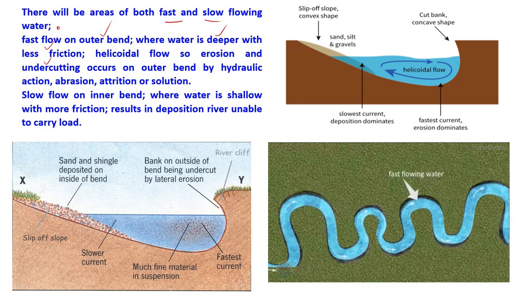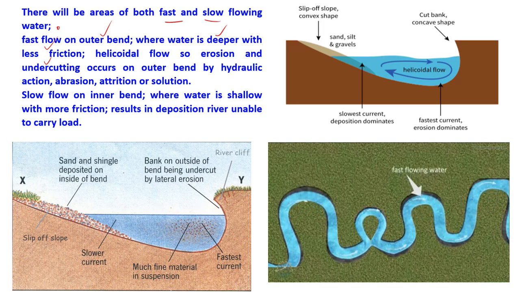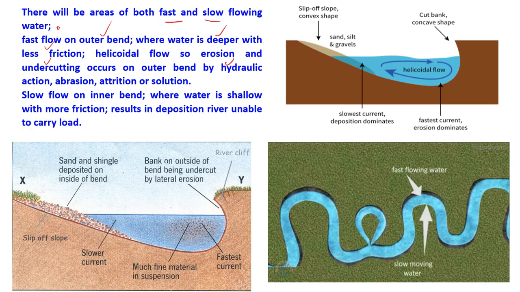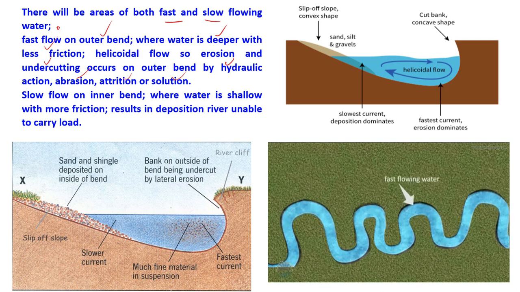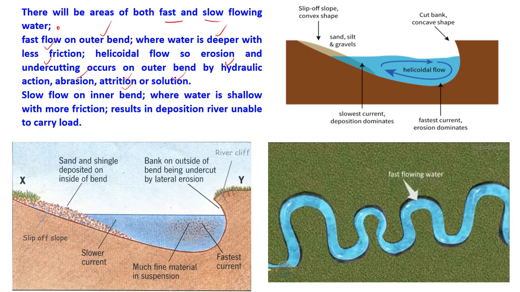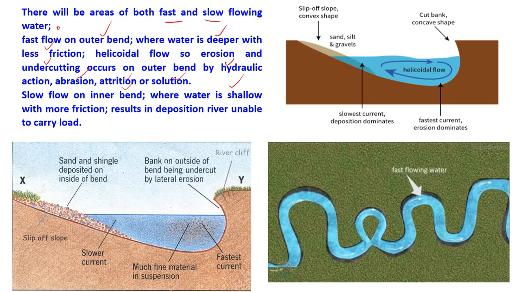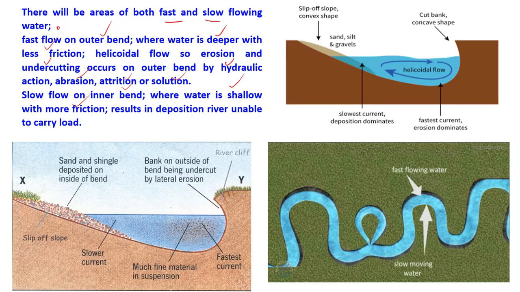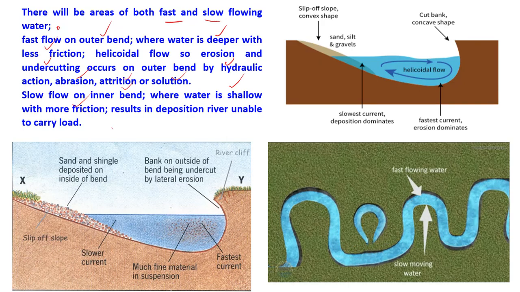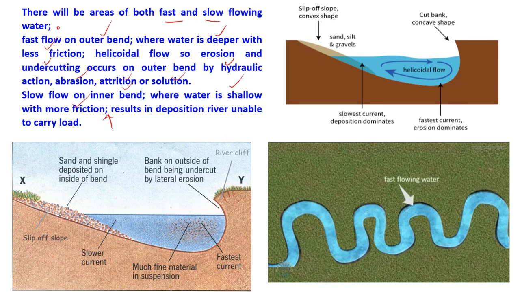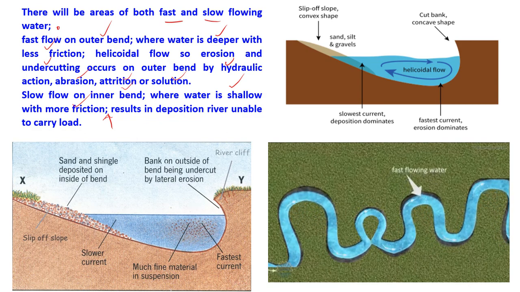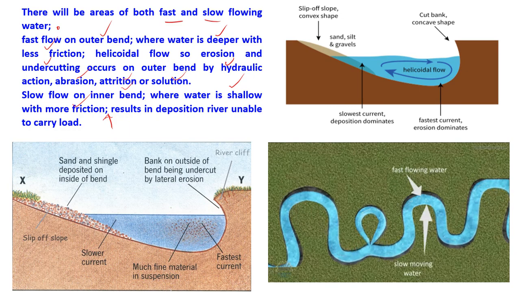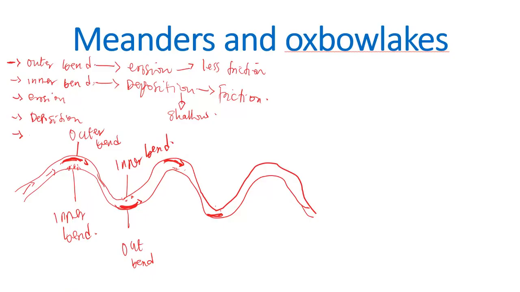At this outer bend, the bank is being eroded by erosional processes like hydraulic action, abrasion, attrition, and solution. Then slow flow at the inner bend, where the water is shallow and there is more friction, which results in deposition, and it forms what is referred to as a slip-off slope. That is it. Then when you are asked questions relating to the cross profile of a meander, this is it.